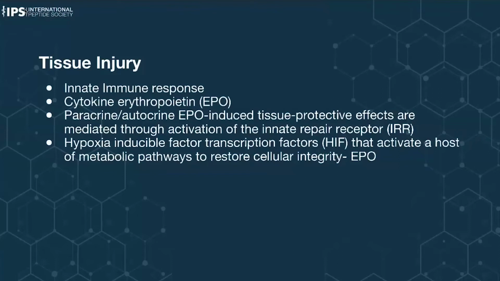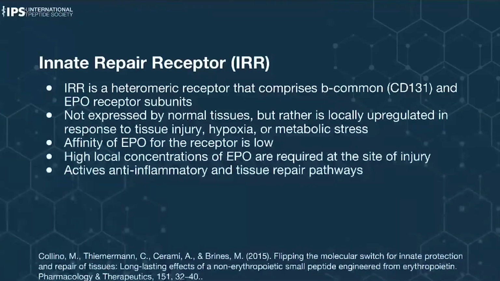So I'm going to just lead you down the pathway of understanding what this innate repair receptor is. This is a fascinating receptor that is not expressed typically in normal tissue, but it's upregulated in response to injury or hypoxia or stress, and it has a specific affinity for erythropoietin, and you need high concentrations of it around that area to activate the tissue repair pathways.